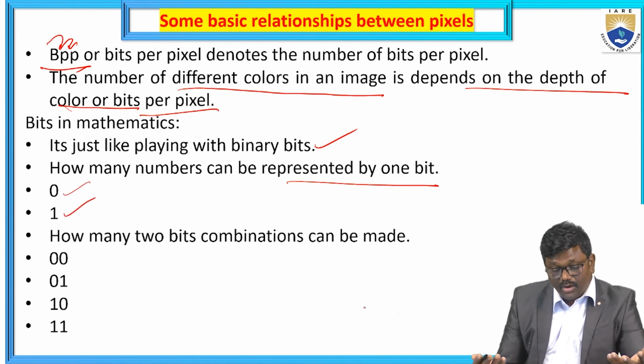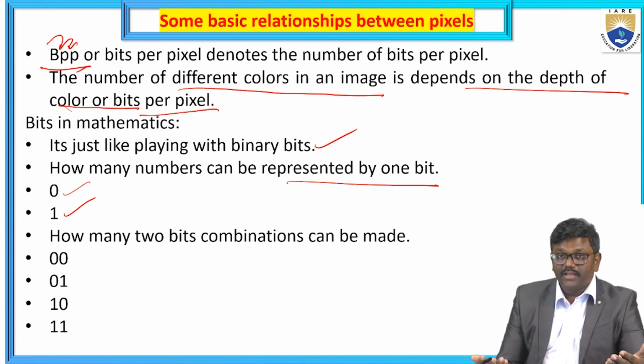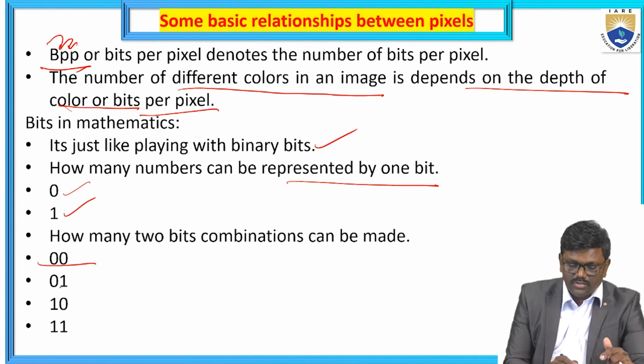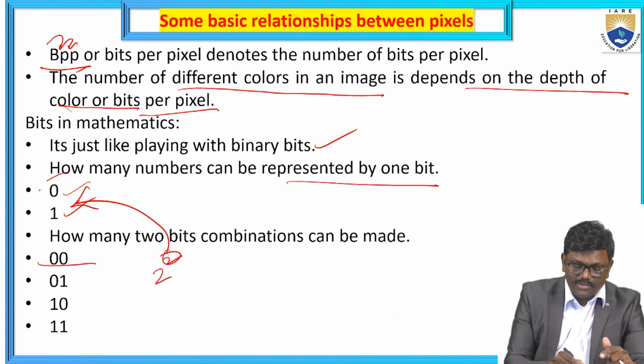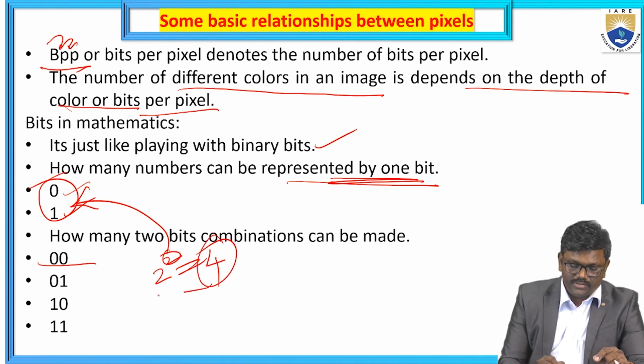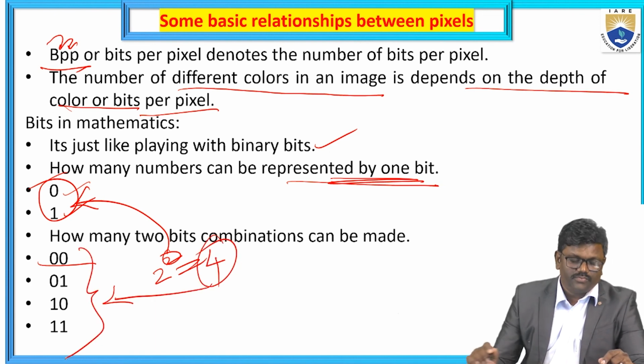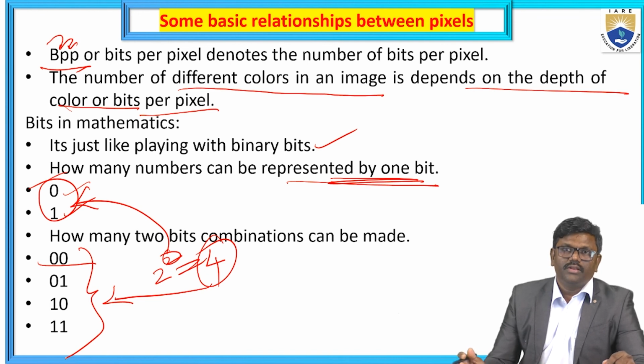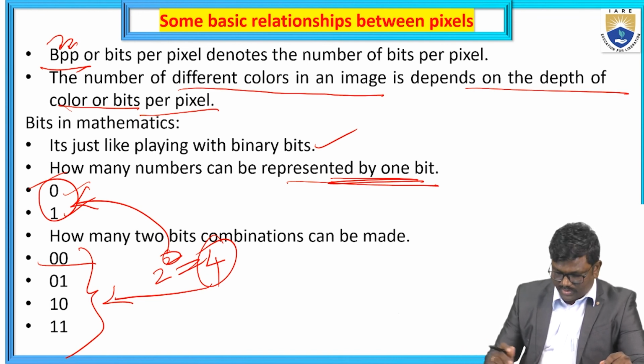How many combinations can be made from 2 bits using 0 and 1? That is 2 power 2, because each bit can be either 0 or 1. So how many combinations will come? 4. The 4 combinations are 0 0, 0 1, 1 0, and 1 1.